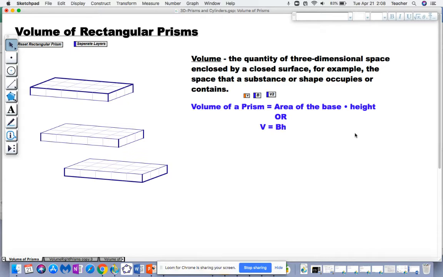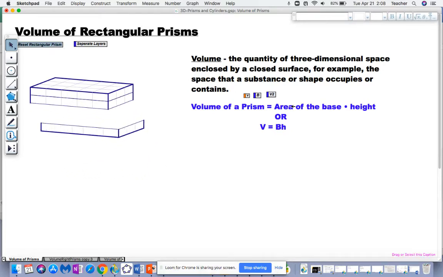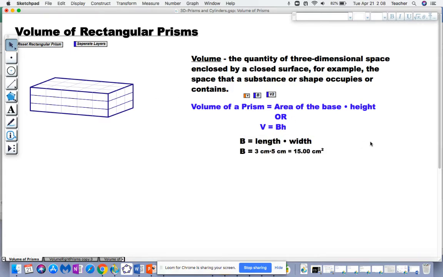Okay, so here's how we're going to get the volume of any prism that we have, including a cylinder we're going to talk about later. The volume of the prism is the area of the base. Again, a rectangular prism, the base is a rectangle, a triangular prism, the base is a triangle. So whatever the base is, we're going to get the area of that and multiply it by how tall it is. So to get this, your base is a rectangle.